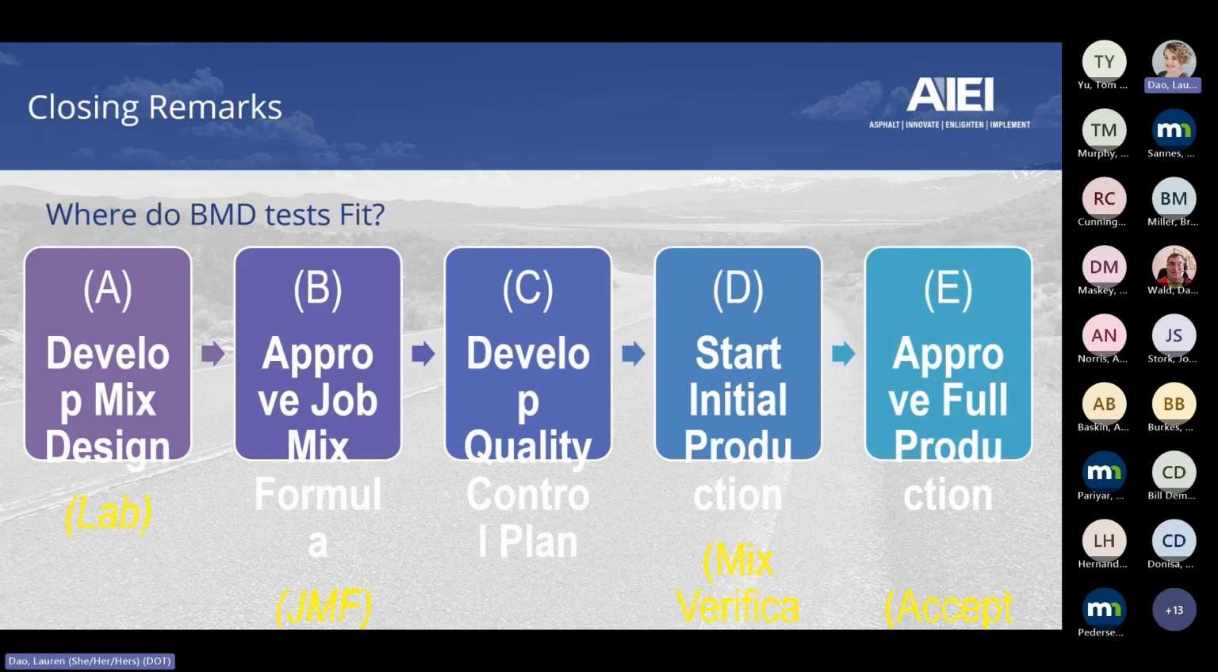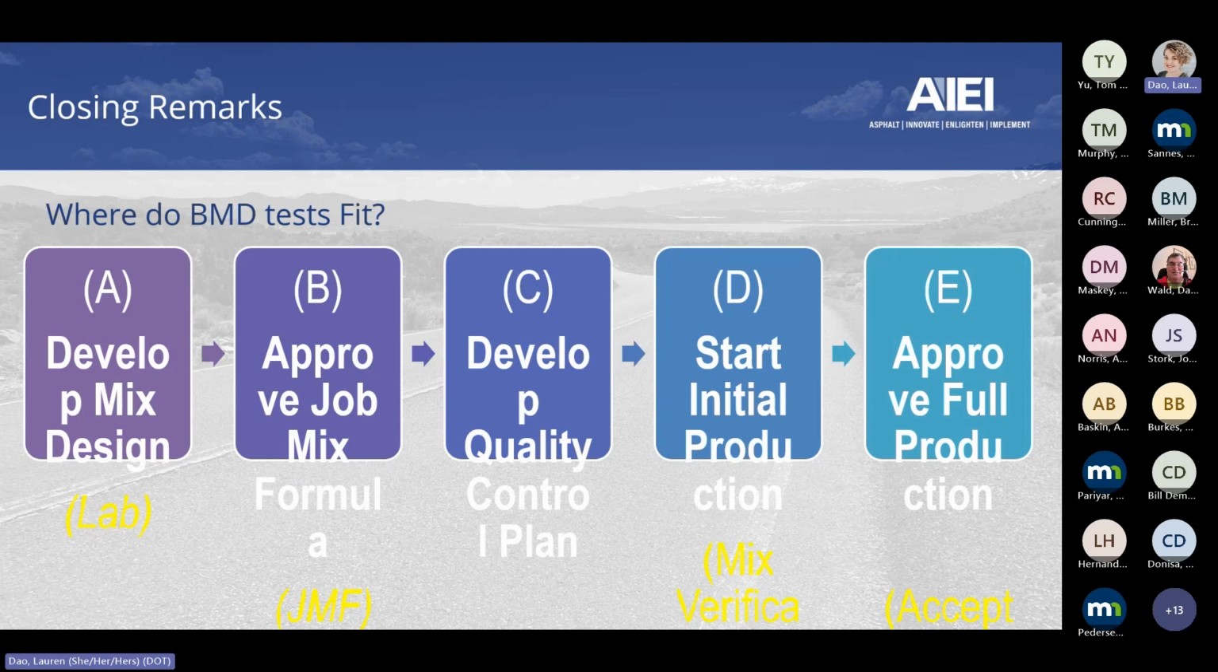Some states don't require a test strip or a hot drop, right? So with the balanced mix design, we're seeing more and more that this is critical, this is important. Once you get the okay for full production, you want to make sure your plant-produced mix meets your balanced mix design. And then the biggest challenge that we yet need to work on is during production. How can we accept those mixes?